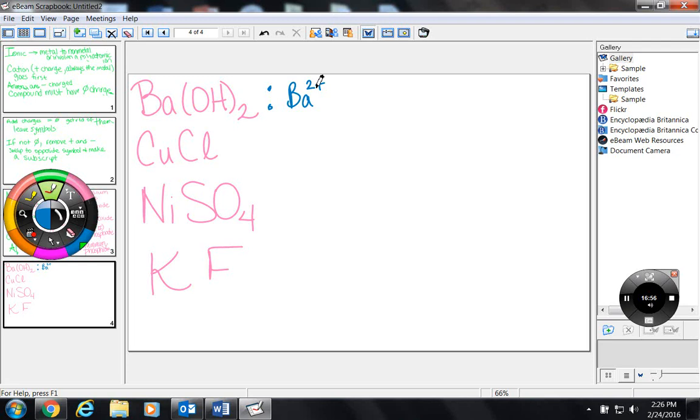Barium's in the second column. OH is left by itself, which makes sense. It's a polyatomic ion. And it's a 1 minus, which makes sense. Okay? Barium's not a transition metal. So it's barium hydroxide. Miss Peggy, how do you know OH is a polyatomic ion? Because it's on the yellow sheet. It's in parentheses together.